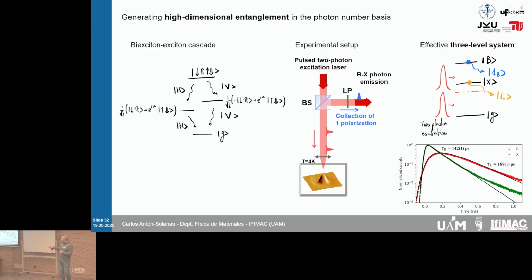For implementing this scheme, we have chosen one of the cascades, simply by choosing with a linear polarizer what is the cascade that we are going to use, either H or V. And by doing so, we make this ladder level become just a three-level system, where we have the biexciton level, the exciton level, and the ground state.